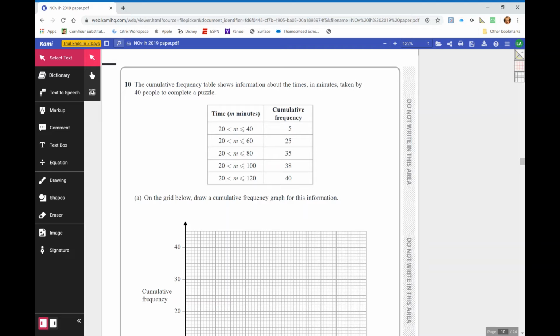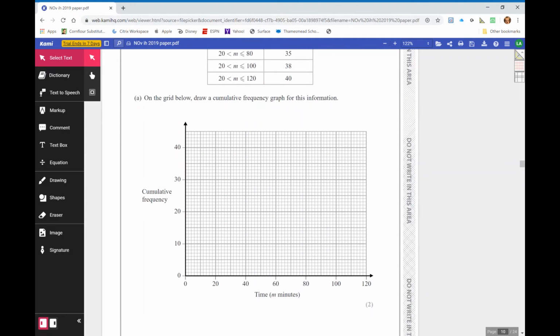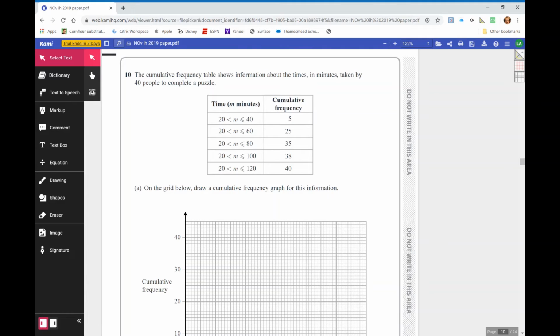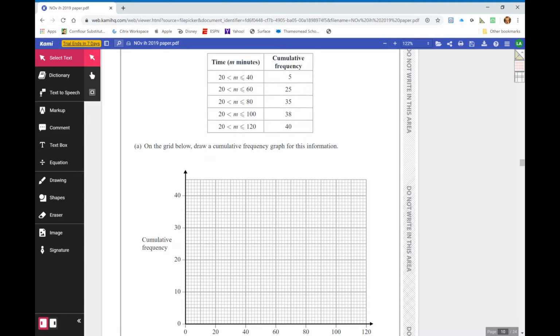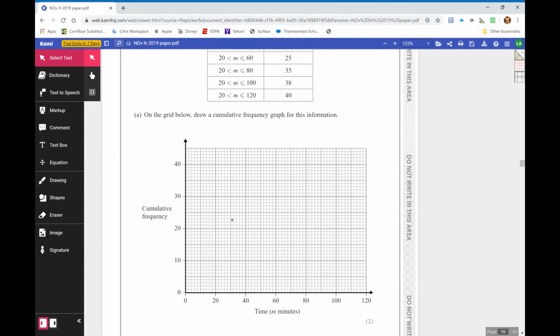Okay, so question 10, a cumulative frequency table on how many minutes it takes to complete a puzzle. Okay, they're giving you a grid, they're giving you the table. Now, this actually tells you the cumulative already. Sometimes they give you the frequency. It already has worked out the cumulative, so it's just plotting really.